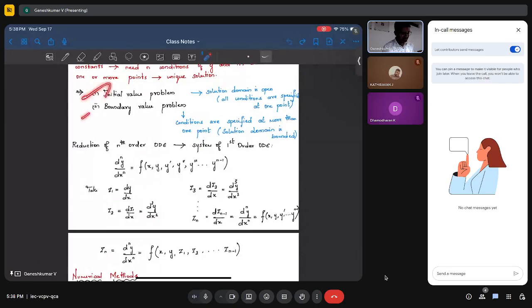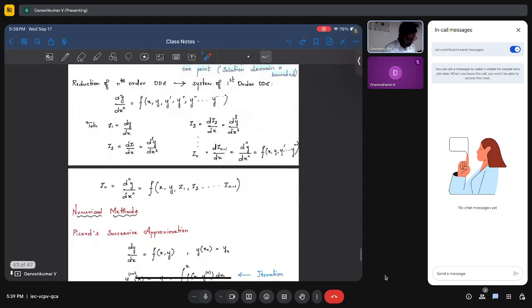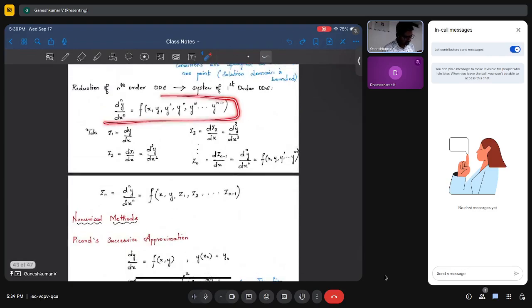we also classified them as initial value problems and boundary value problems. In an initial value problem, we know only initial conditions. Initial conditions are always specified at a certain point. In a boundary value problem, you have more than one condition specified, so the solution domain is bounded. So if this is your dy by dx and this is your function, and if it is a higher order derivative, then you can replace it with a system of first order ODEs. That will help you in solving the problem.